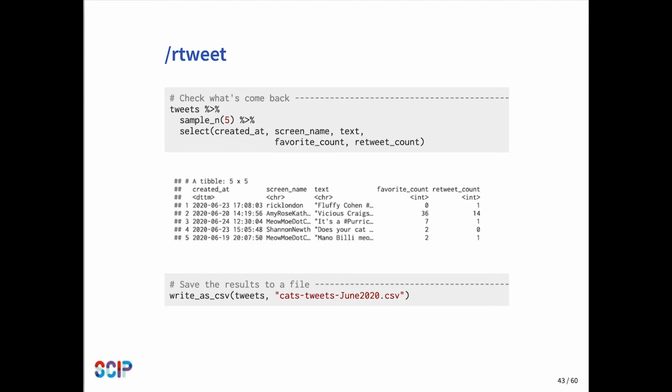So we can see there for the first 5 tweets in that data that was returned, we can see the results. The final block of code that I've got there is simply a straightforward function, write as CSV. Basically I'm taking all those tweets that I've saved and I'm telling my R script to write that to a CSV file and save it to my computer.